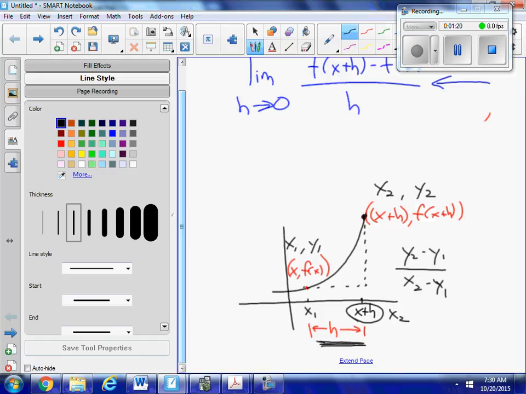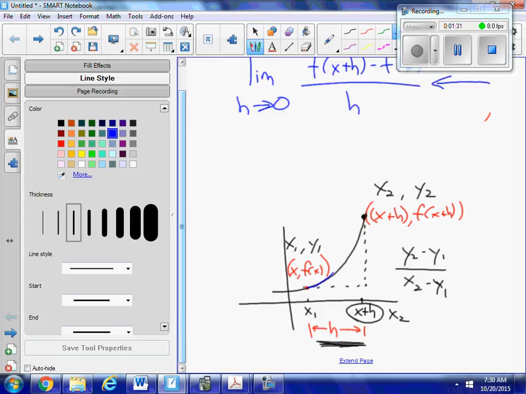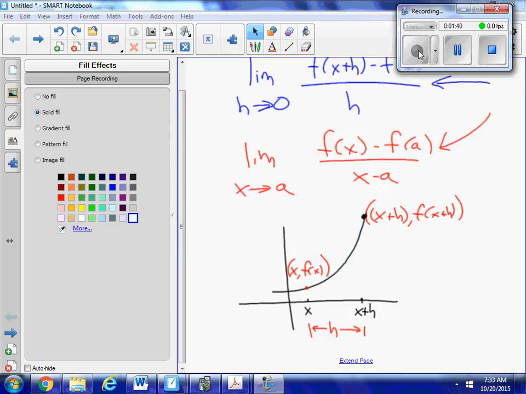And as h approaches 0, as this point here gets really super close to that, I'm really finding the slope of the tangent at that one particular point. Well, let's take a look at the alternate definition for a second here.